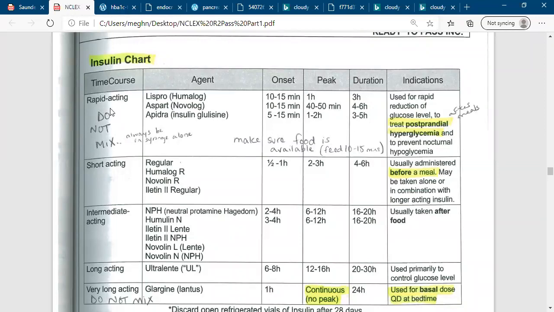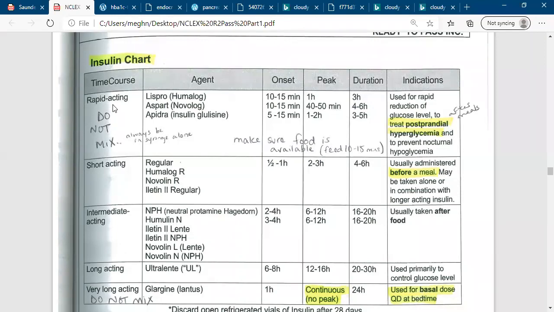First one is called rapid acting insulin, right? An example is Aspart, also called Novolog, or Lispro. It is the rapid acting. Rapid acting insulin usually is not mixed. We use it alone, like Humalog or Novolog. We do not mix the rapid acting insulin.